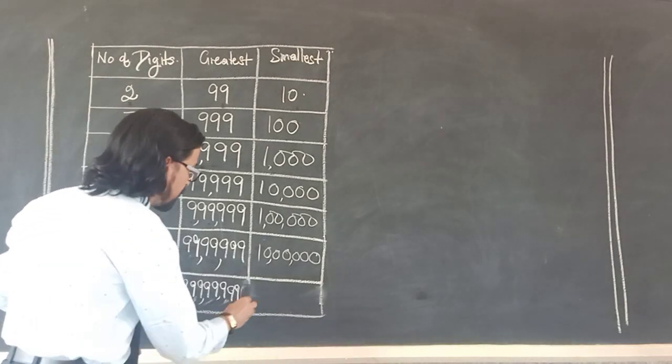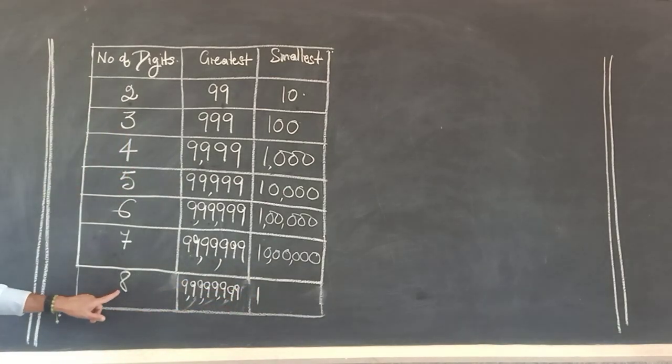Coming to the smallest, 1. The moment I write 1, that means now I am less of 1 digit.